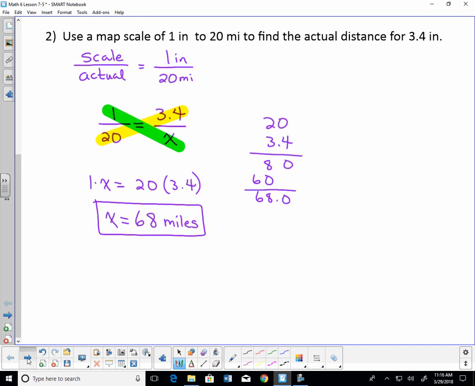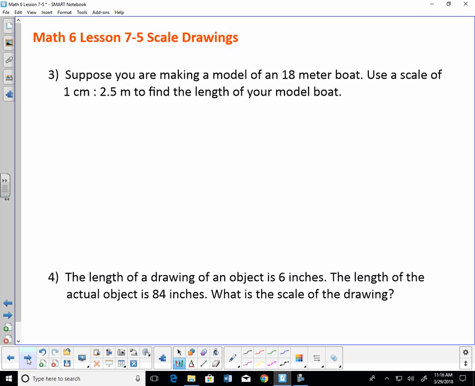Let's look at another one. Suppose you are making a model of an 18-meter boat. You use a scale of 1 centimeter is equal to 2.5 meters. Find the length of your model boat. So 18 meters is the actual boat. It's the one sitting on the dock. You're making a scale model of this.